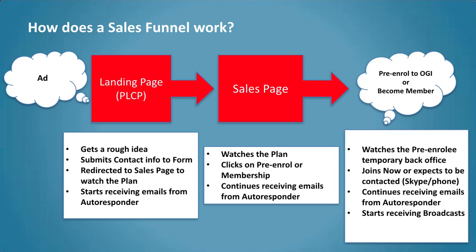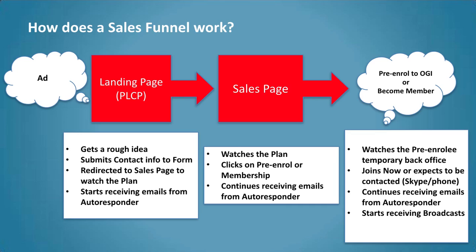Now, after they've watched the presentation on the sales page, they can decide if they want to become a member or they want to pre-enroll. So they're redirected to the pre-enroll page, and they still receive emails from the autoresponder. Now, after they've pre-enrolled, they can check their pre-enrollee back office.